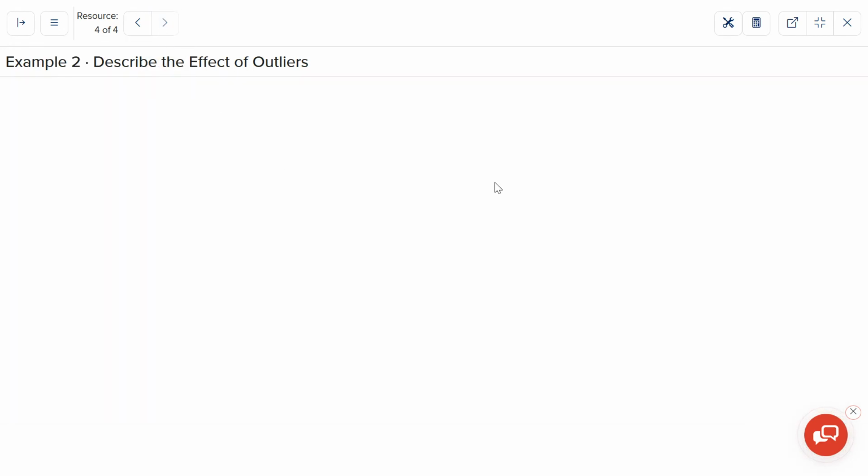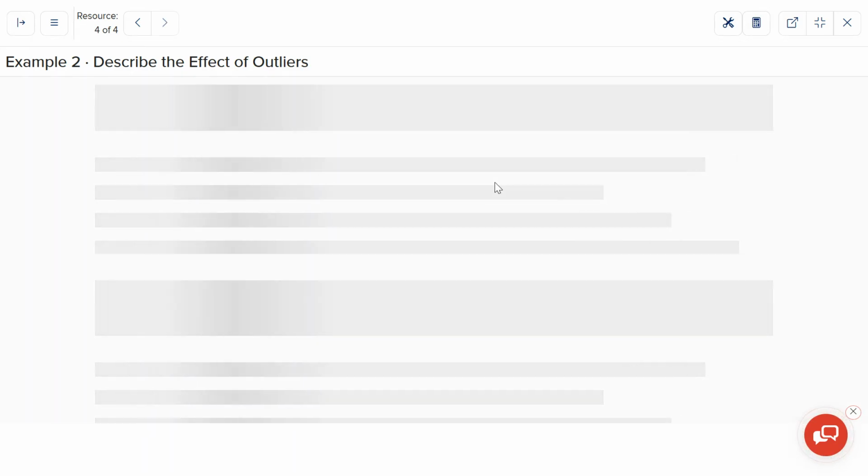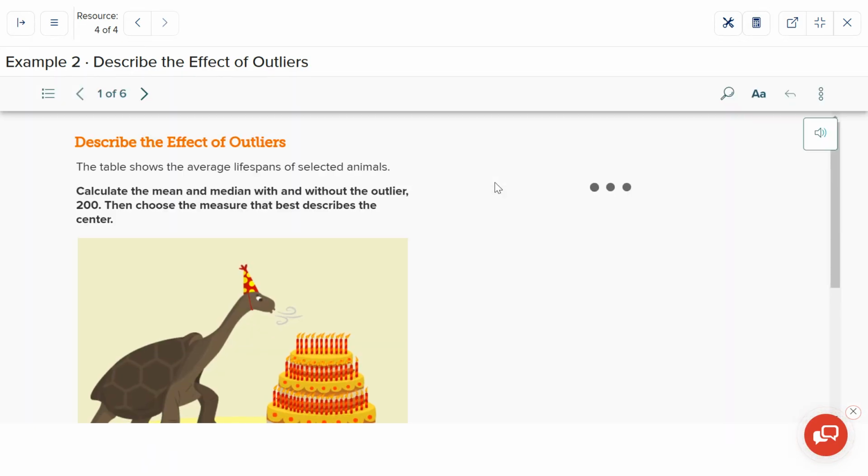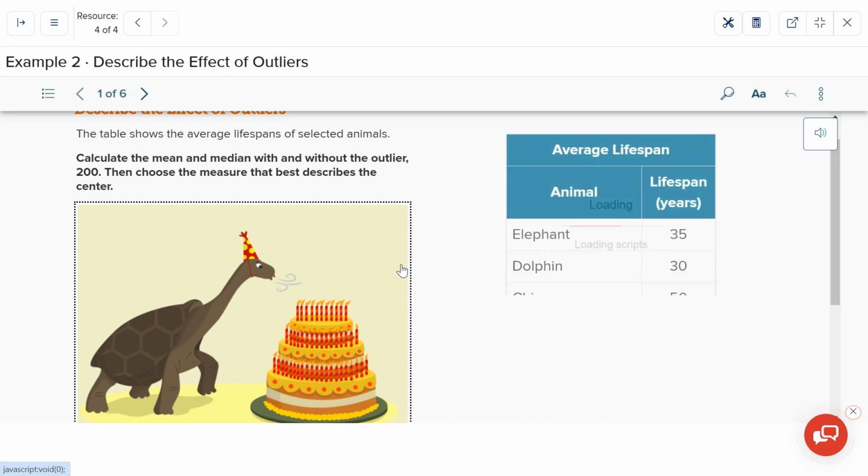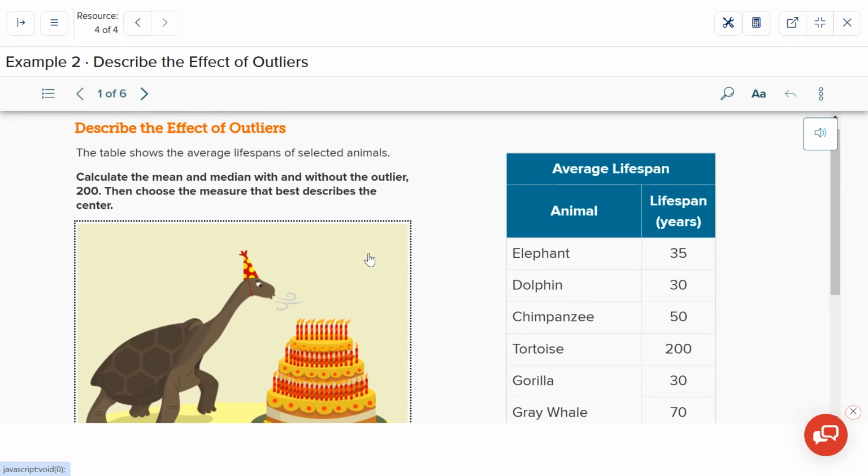All right, describe the effect of outliers. Example 2. We've got a turtle, or I guess that's a tortoise. Calculate the mean and median with and without the outlier 200. Then choose the measure that best describes the center.